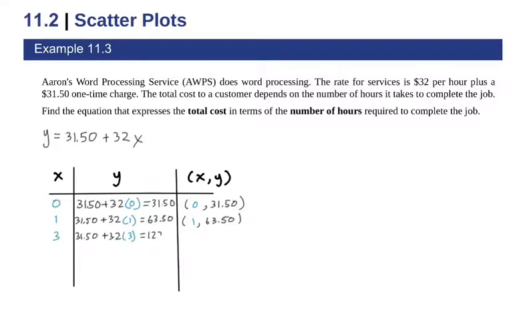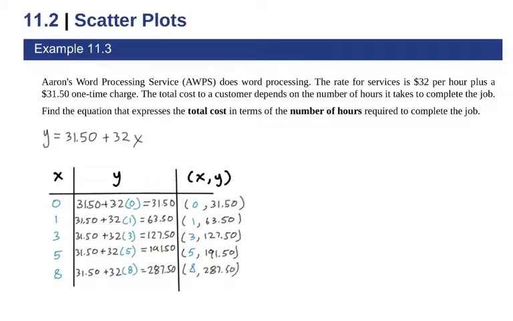And let's do a few more here. So for x is 3, our y will give us 127.50. For x is 5, our y will be 191.50. And then for x is 8, it's going to be 287.50. So maybe these are just some common hours that he has. He probably never works over a full day's work of 8 hours. And these are going to be enough for us to do a rough scatter plot here.